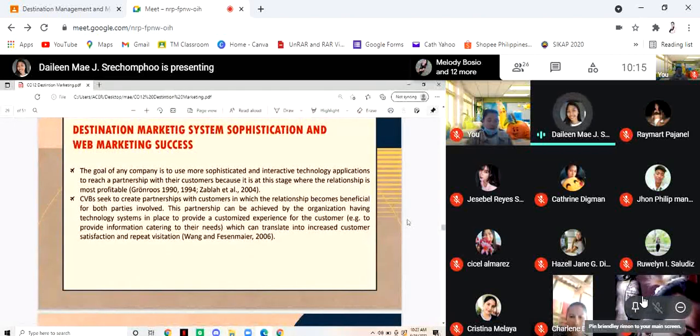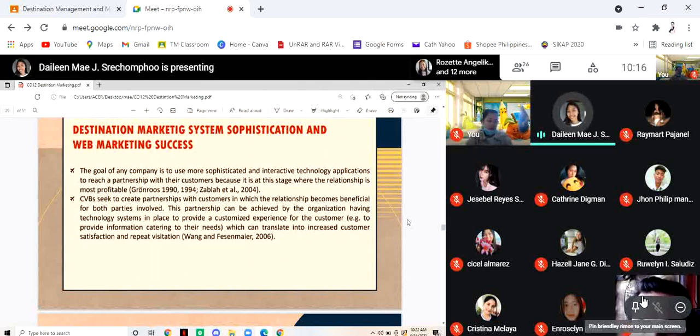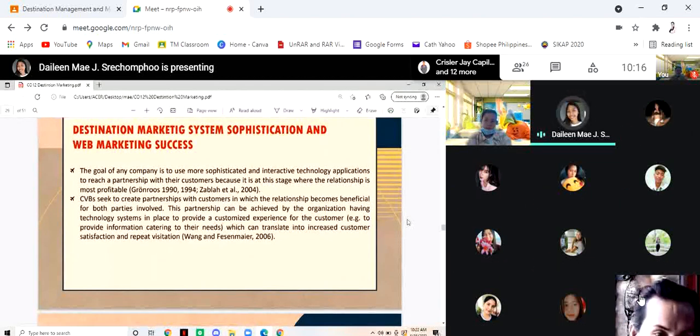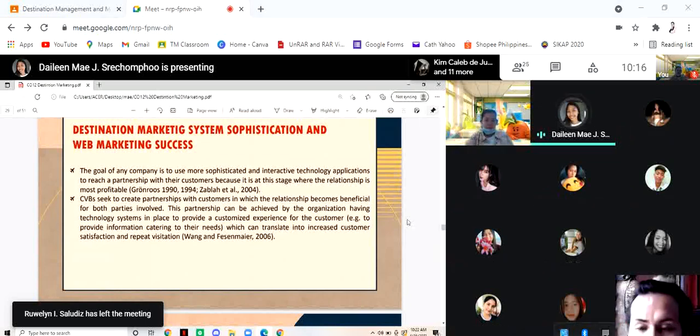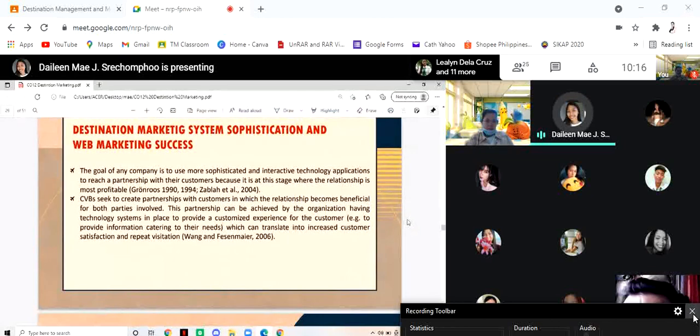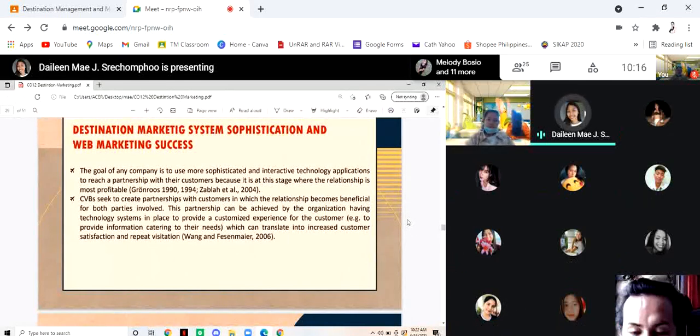Tapos, the goal of any company is to use a more sophisticated and interactive technology application to reach a partnership with their customers because it is at this stage where the relationship is most profitable. CBB seeks to create partnership with customers in which the relationship becomes beneficial for both parties involved. This partnership can be achieved by organizations having technology systems in place to provide a customized experience for the customers, which can translate into increased customer satisfaction and repeat visitation. So, yung goal daw ng company sa paggamit ng DMS is makapag-create ng more sophisticated and interactive technology applications na magagamit nila to form a partnership doon sa kanilang customers para makapag-generate ng even bigger profit.